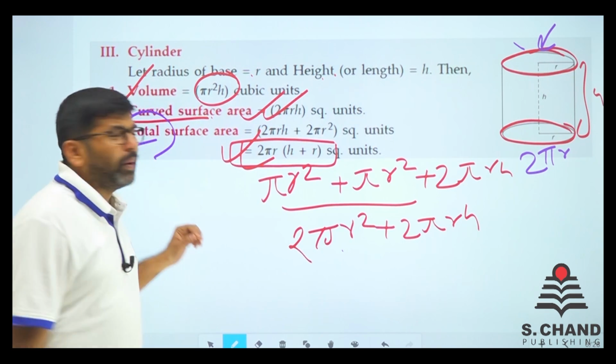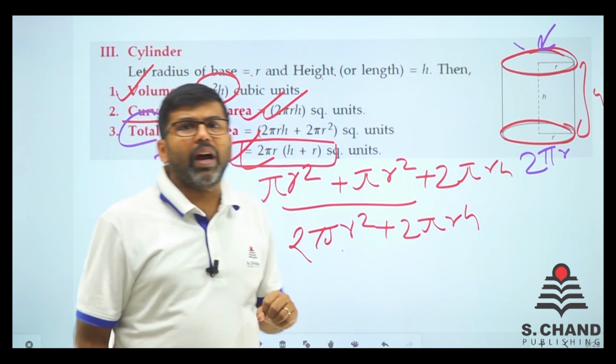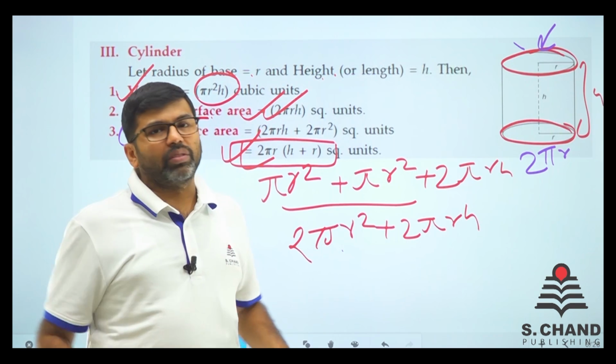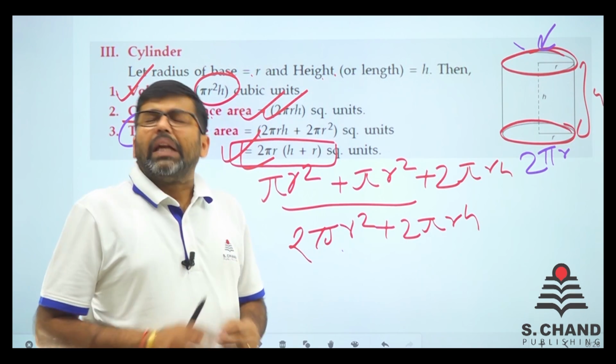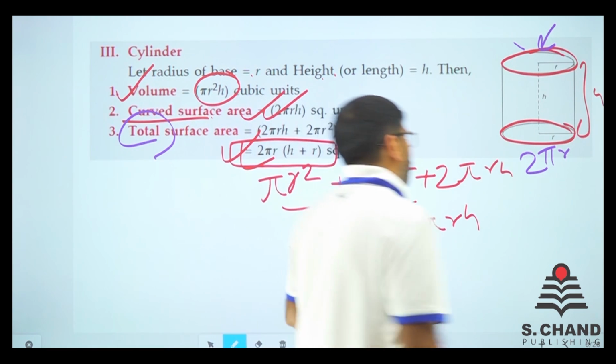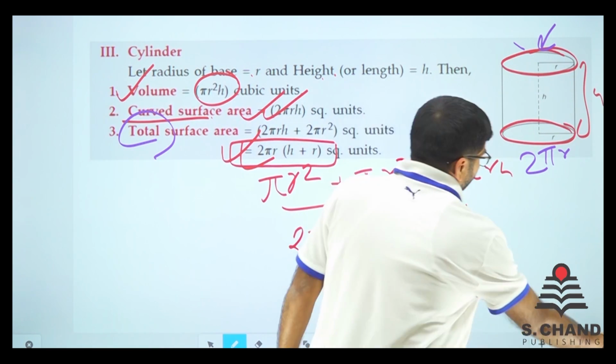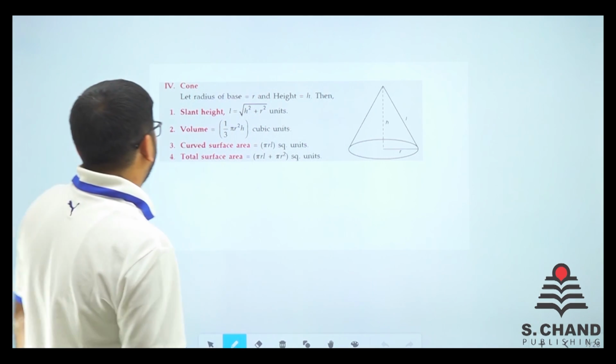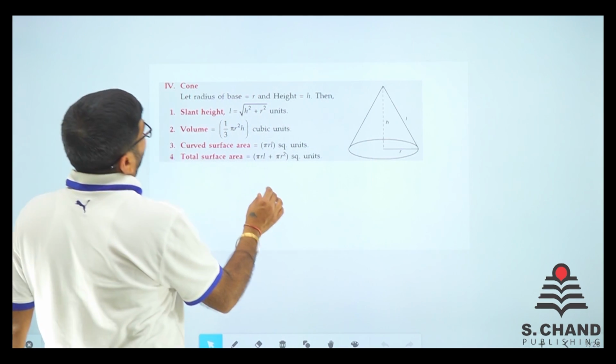So you need to remember all the formulas, but I think there is no need to memorize them. Understand these things. Once you understand, the work becomes very easy. Okay, move on further. Now we have the cone, the right circular cone.